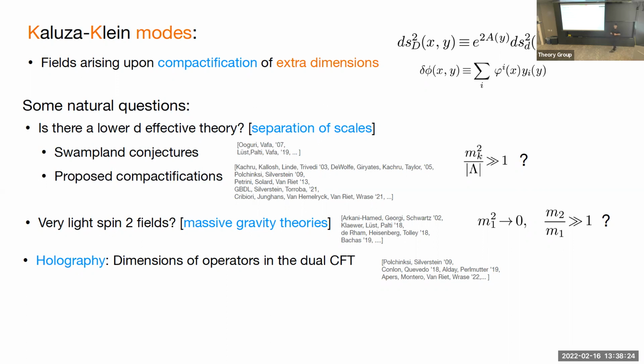And so this very light spin-2 fields question, there you want a finite set of light spin-2 fields. That's why you phrase the question as having, say, one go to 0 and the other. Yes. So I didn't get there yet.